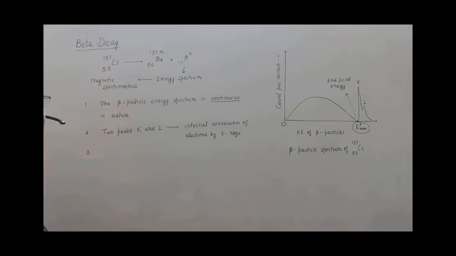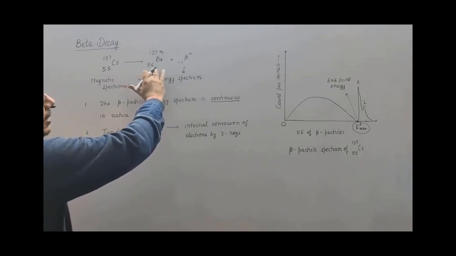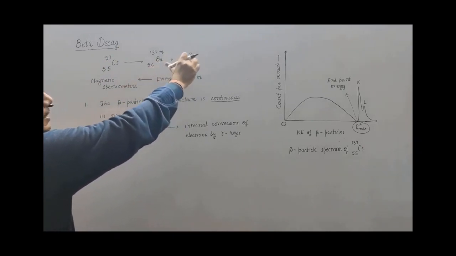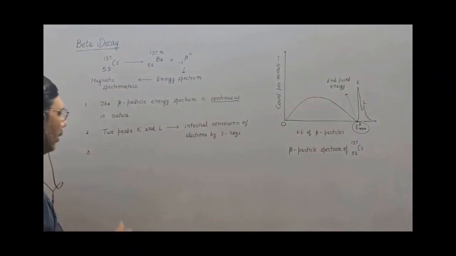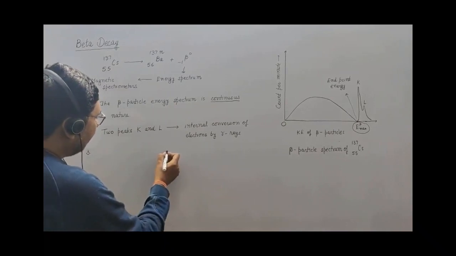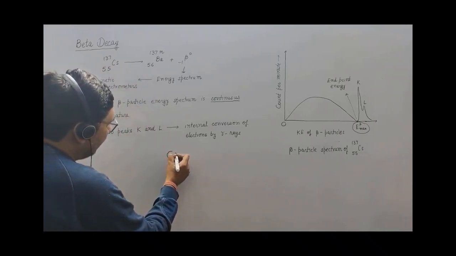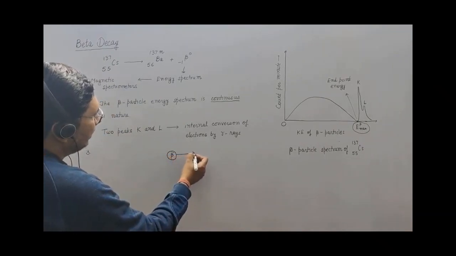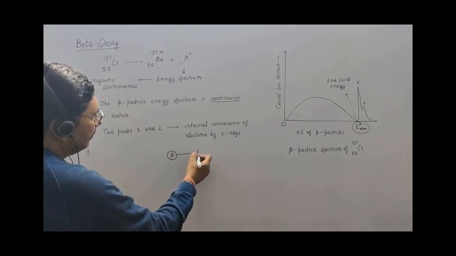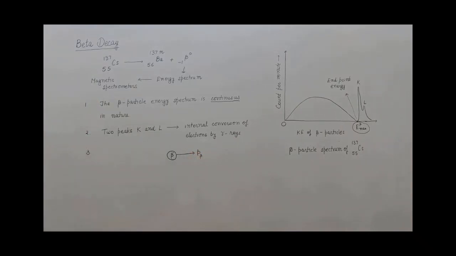This parent nuclei is at rest and it is emitting two particles, a beta particle and the resultant nuclei. This beta particle is moving with some kinetic energy, as this plot shows. It means after the emission, we have one beta minus particle, and suppose it is moving in this direction with some momentum, P beta.